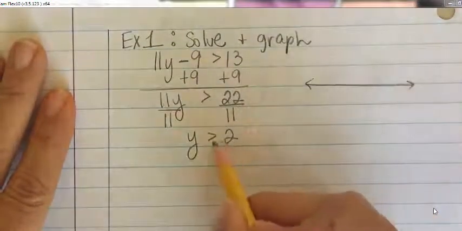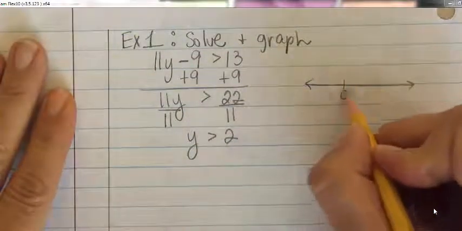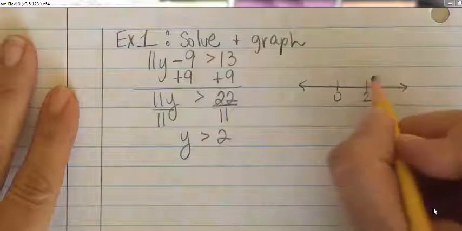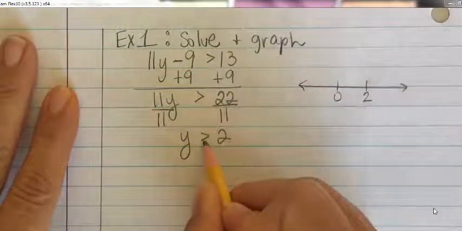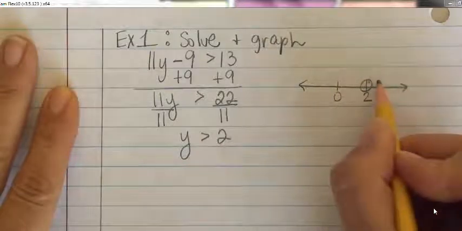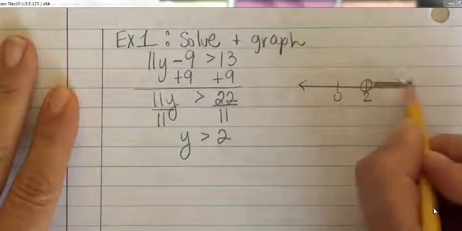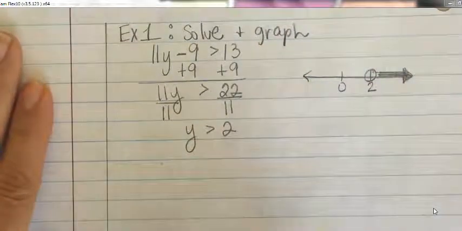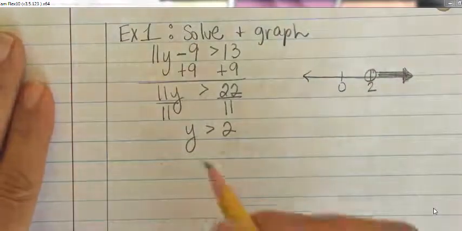Okay, so y is greater than 2. So I just put 2 somewhere, in relation to 0. That is an open circle or an open dot because it can't actually equal 2. And I shade all values that are greater than 2. Hopefully you're finding that pretty simple. Okay, let's do another one.